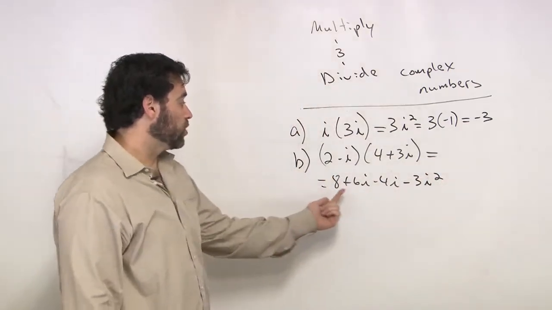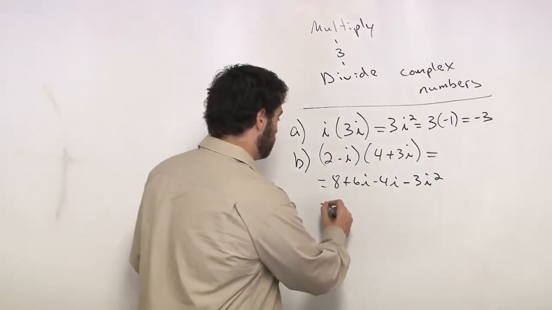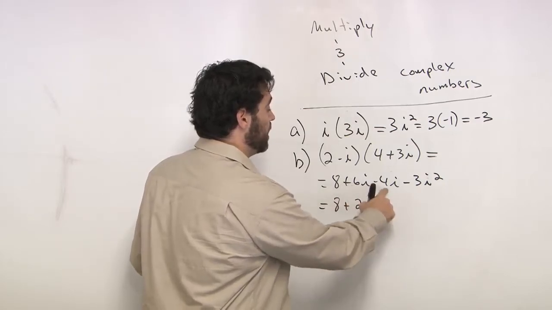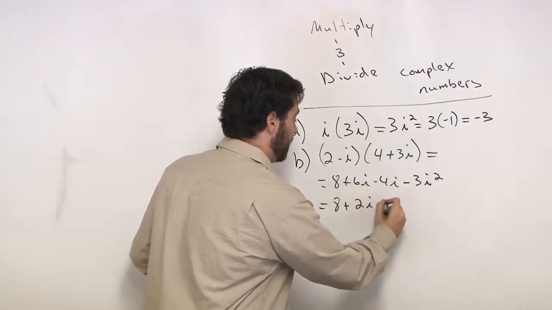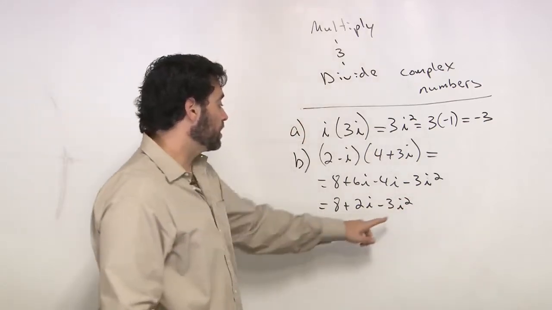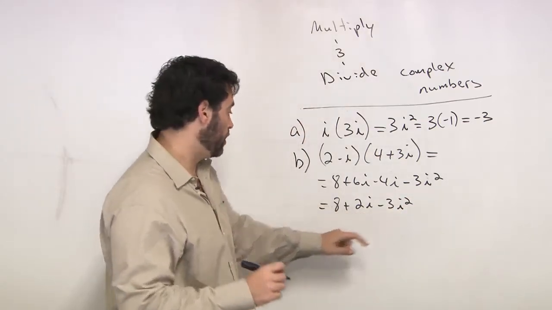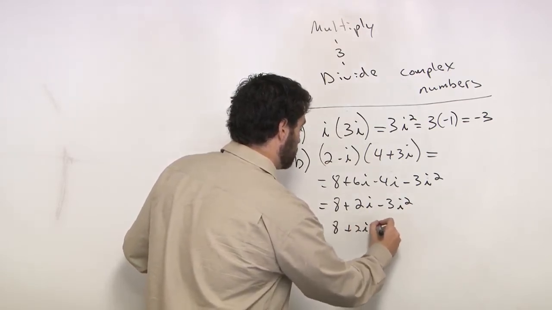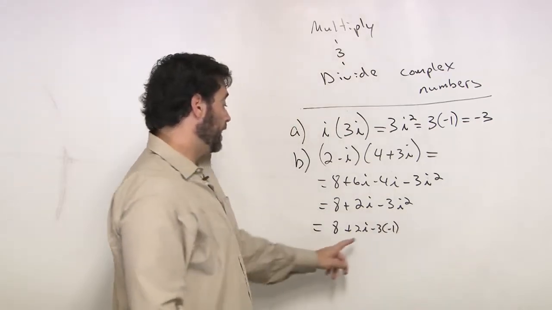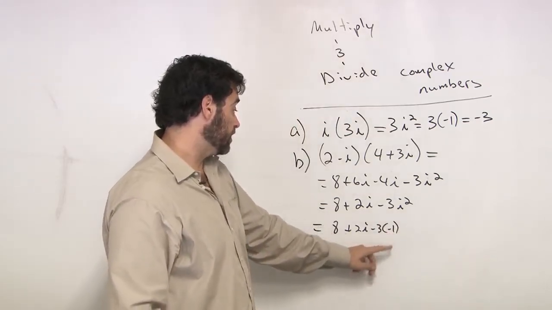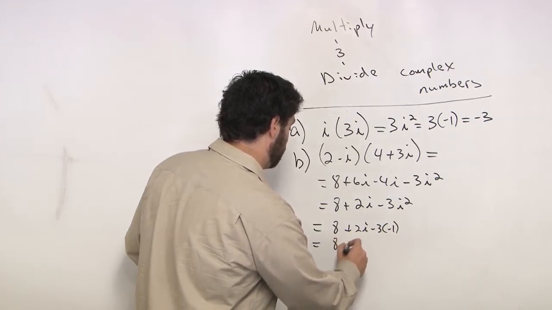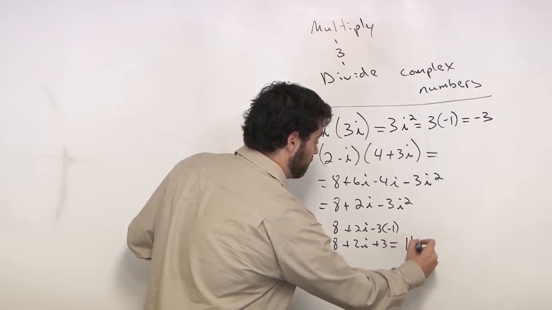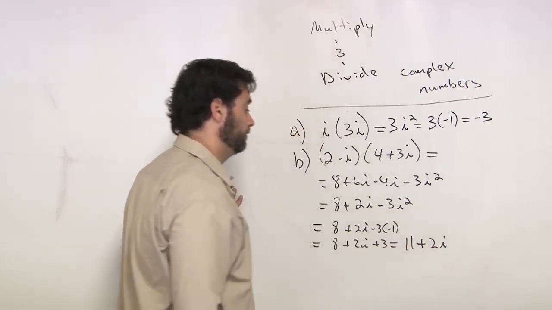Okay? What we're going to do is combine the like terms in the middle. 8 plus 6i minus 4i gives us 2i, minus 3i squared. Remember, i squared is -1, so be careful with this. You get 8 plus 2i minus 3 times -1. -3 times -1 is positive 3, so we have 8 plus 2i plus 3. That turns out to be 8 plus 3 is 11, plus 2i.